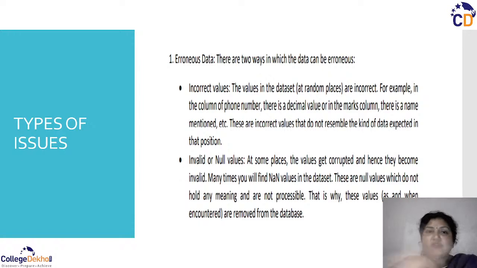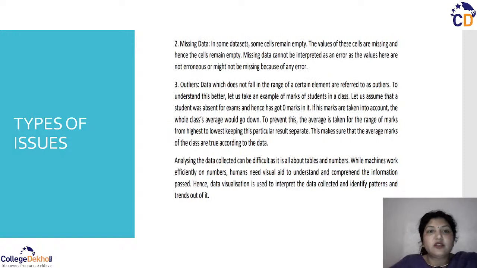Like we don't have erroneous data in our data set. Erroneous data means we have to make sure incorrect values are not there, otherwise we are not going to train the model, right? Another thing is missing data. Missing data means the data set we have, but the cells remain empty. We have blanks in our rows or in our columns.